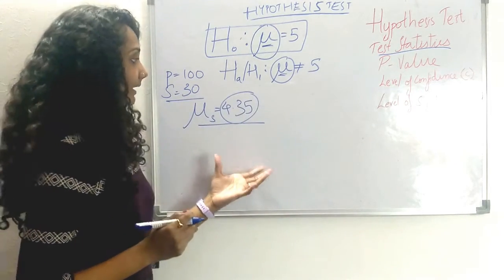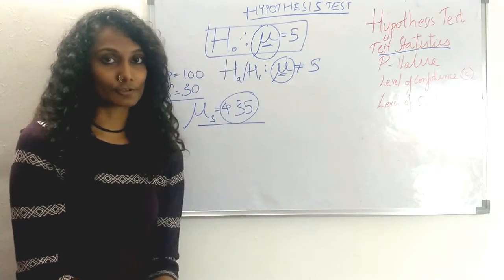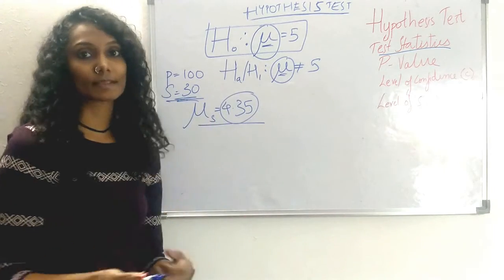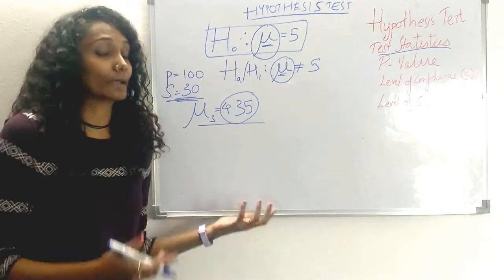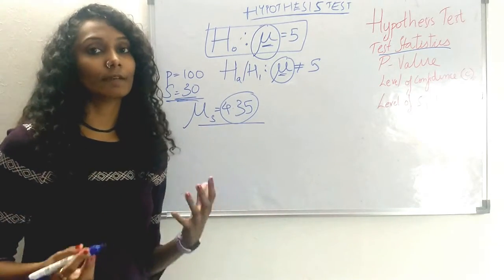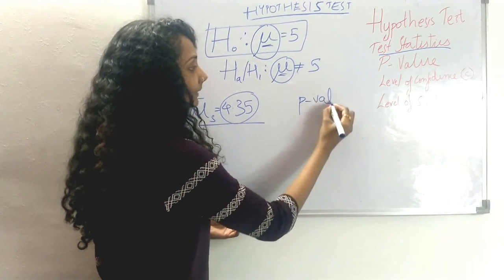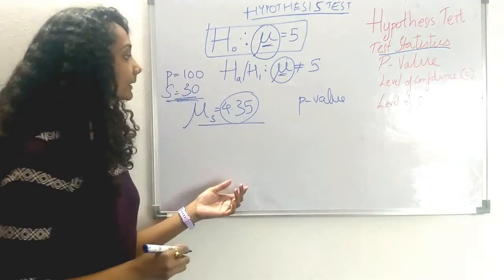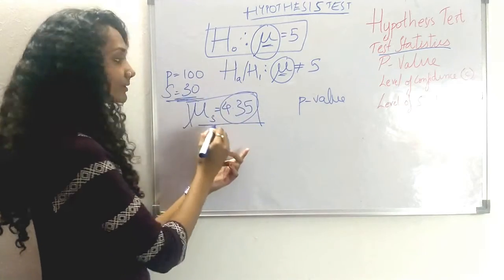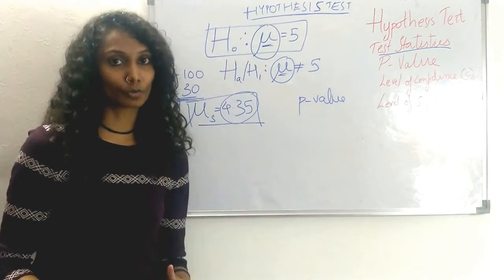But is this evidence authentic enough to reject the null hypothesis? We don't know, because this is just a sample. There could be sampling errors, or this could just be a random chance. So that is when the concept of p-value comes in. P-value is nothing but the probability of getting this observed value from this sample, provided the null hypothesis is true.